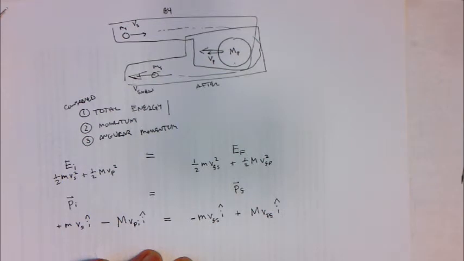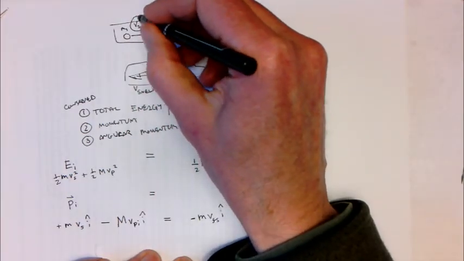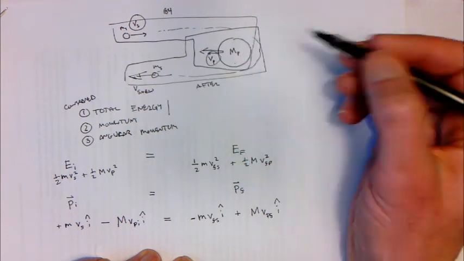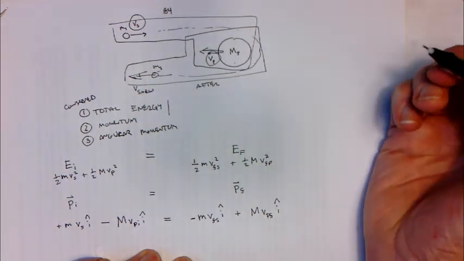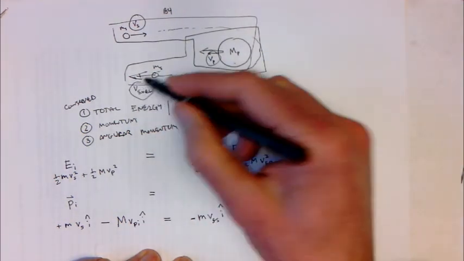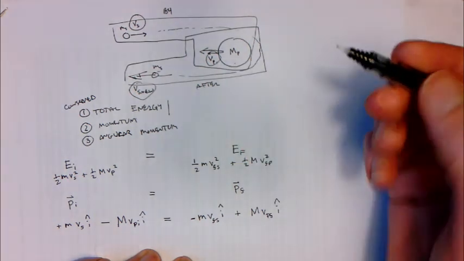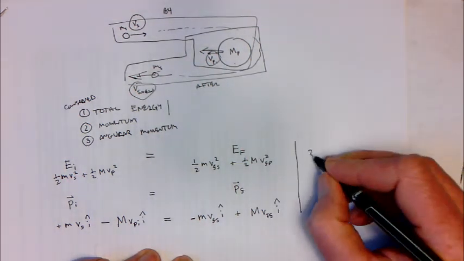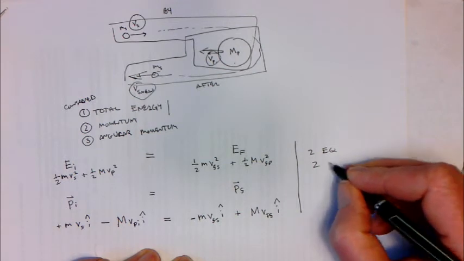At this point, I can make the observation that this is a soluble problem. The reason is I have two things that I know: I know the initial velocity of the satellite, and I know the initial velocity of the planet. And two things I don't know: I don't know the final velocity of the satellite, and I don't know the final velocity of the planet. So I have two equations and two unknowns.